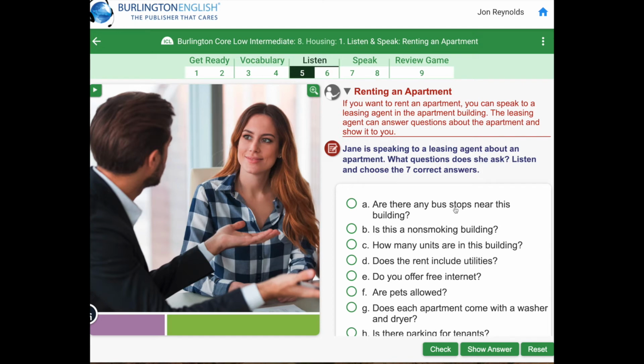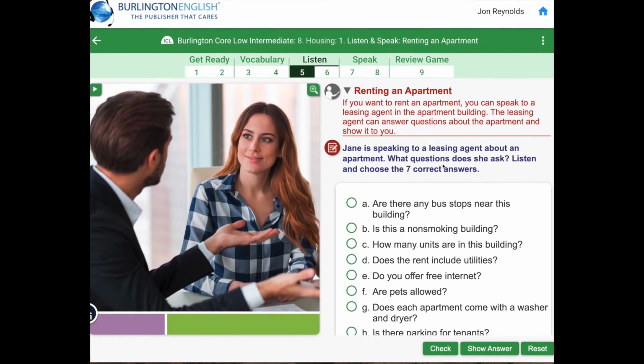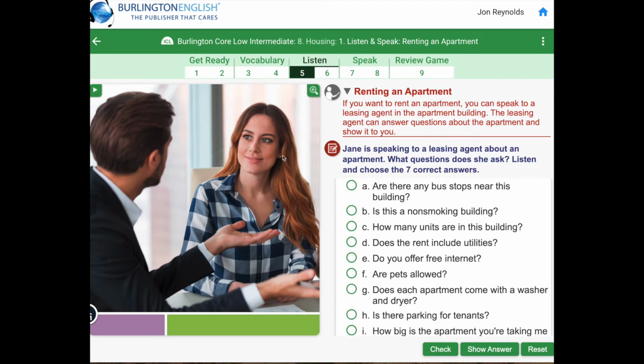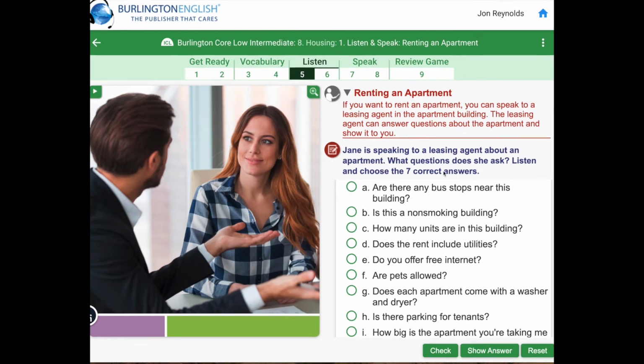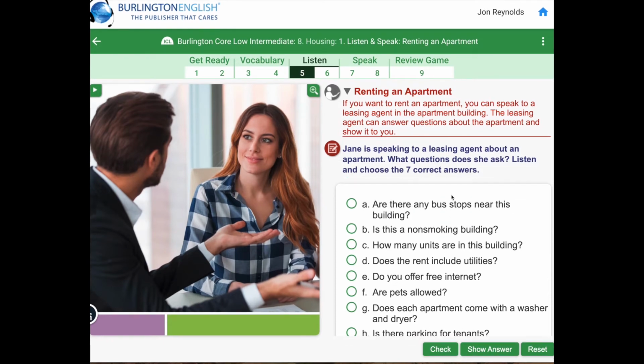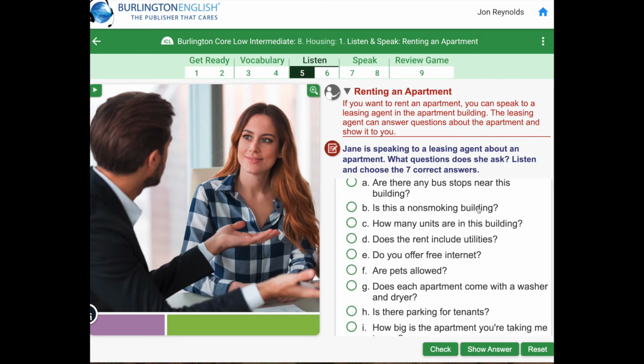Now, in this first activity, we're going to think about if we're renting an apartment, we can speak to a leasing agent in the apartment building. And the leasing agent can answer questions about the apartment and show it to you. For example, Jane is speaking to a leasing agent right now. So there's Jane. And she wants to know, what questions does she ask? In this particular activity, we're going to listen and we're going to choose the 7 correct answers. Let's listen.